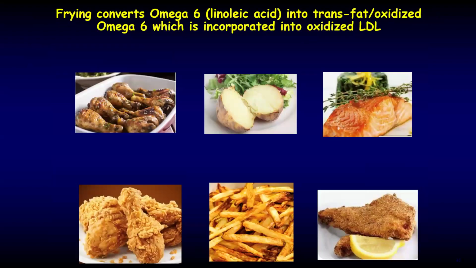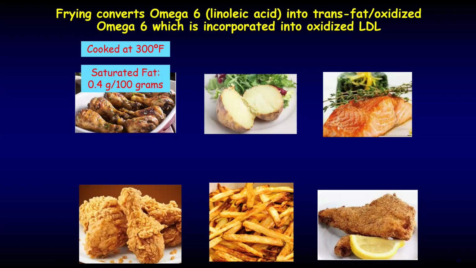So, if you think it's hard to get that, here is an example. I have chicken, I have potato that I'm baking, and I have salmon that I'm gonna bake. We're gonna compare the content baked versus fried. Look at the numbers. If it's cooked at 300 degrees, if it's baked, the chicken only has 0.4 grams of fat, and it's mostly saturated fat.